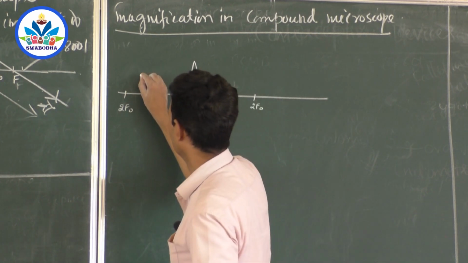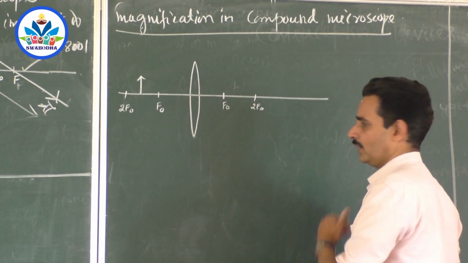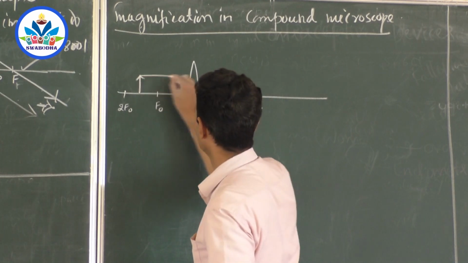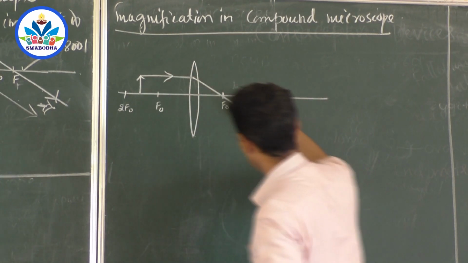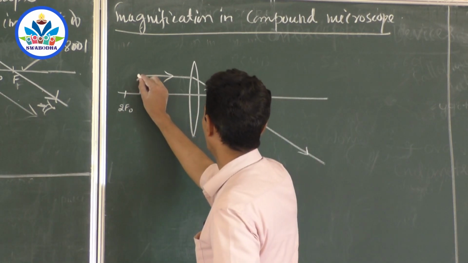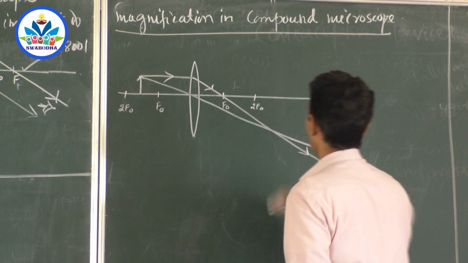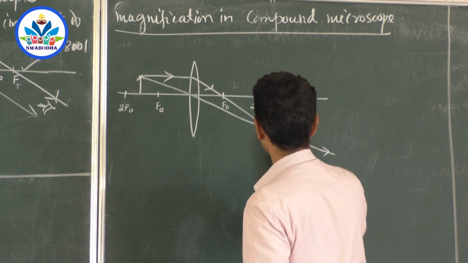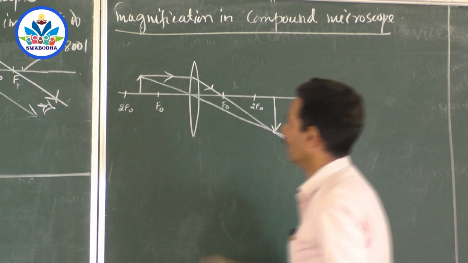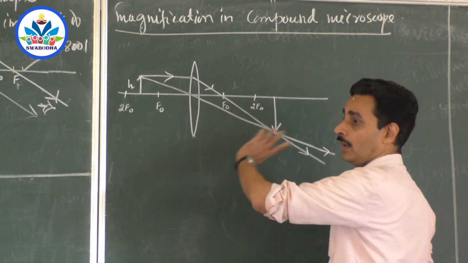Keep an object between f0 and 2f0. One ray parallel to the principal axis passes through the focus, and another ray passes through the optic center, and after refraction it moves like this and meets here beyond 2f. So this is the image. I'll write this as the height of the object. This is with respect to the objective only.